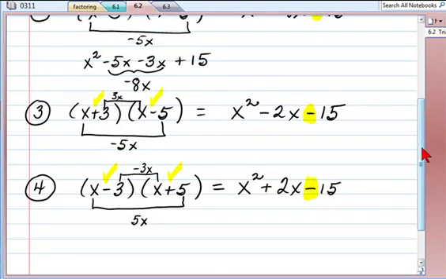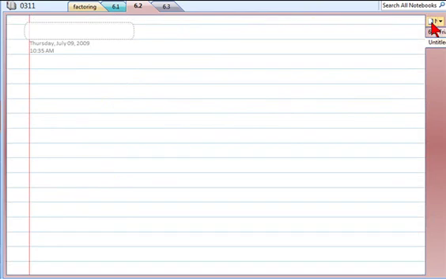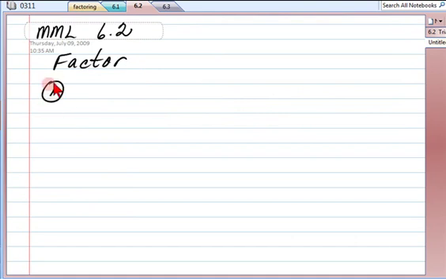So now that we have taken a look at that, let's look at the problems, the MyMathLab problems in 6.2. The instructions are going to tell me to factor, and I'm going to be factoring trinomials. So if you printed these notes, then you've got room to work right there on your paper. And the first question you see should be x squared plus 12x plus 32. I need to factor this.